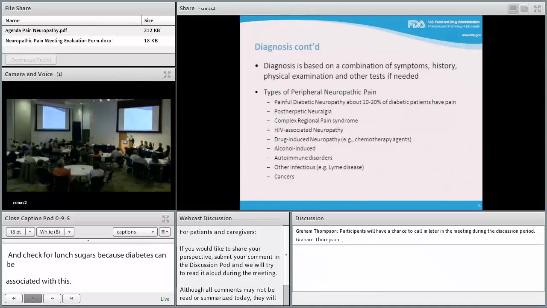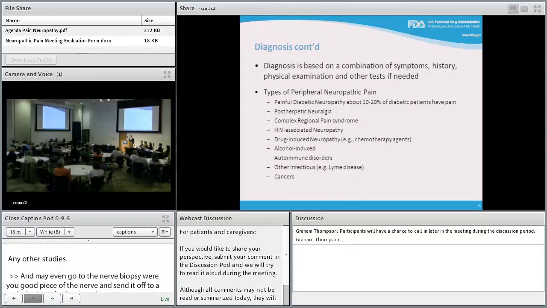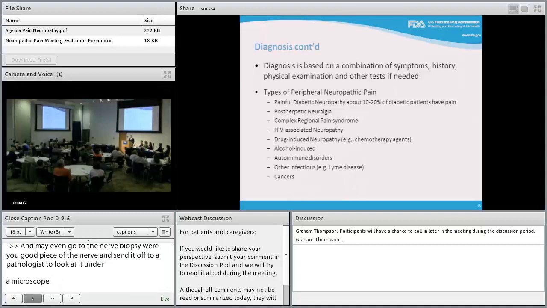So based on this combination of symptoms, history, and physical examination, and any other tests that were needed, a physician can come to a determination as to the cause of the peripheral neuropathic pain.